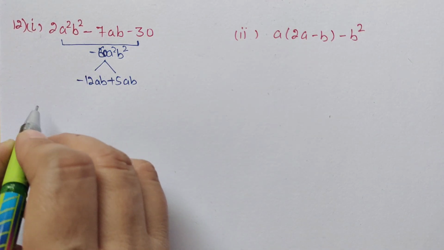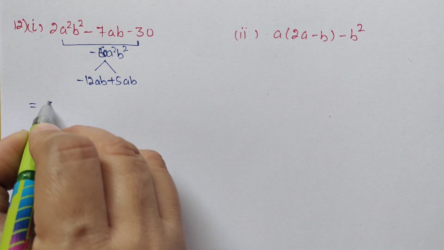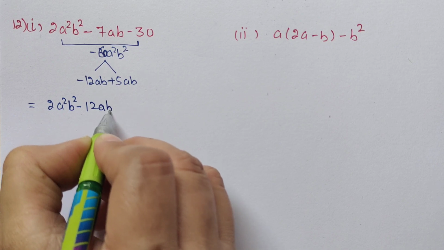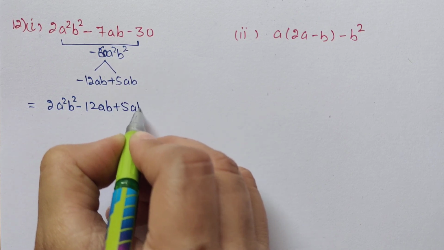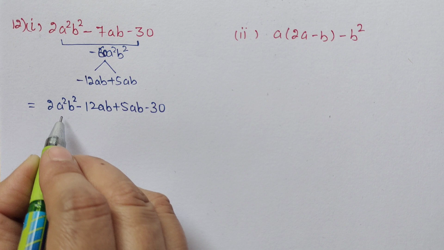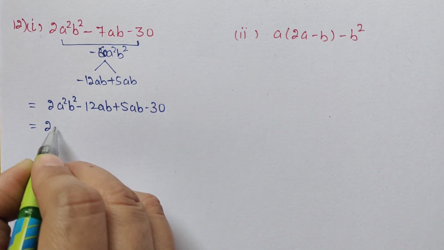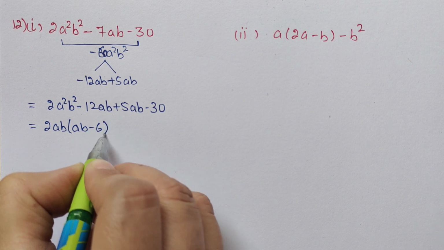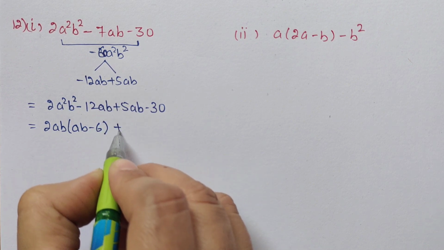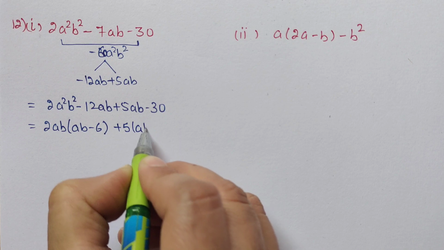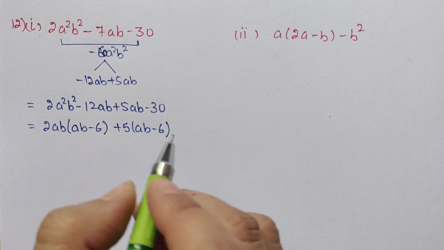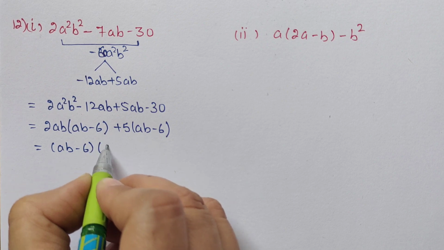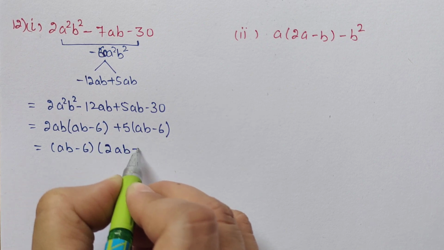Now we have to replace the middle term: 2a square b square minus 12ab plus 5ab minus 30. From the first two, 2ab we can take out common, inside the bracket ab minus 6 will be there. From the last two, 5 we can take out common, inside the bracket ab minus 6 will be there. Now ab minus 6 we can take out common. Another bracket will be 2ab plus 5.